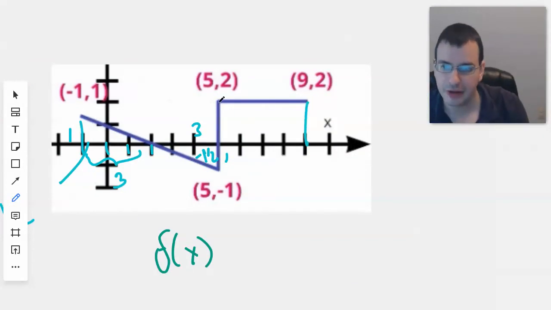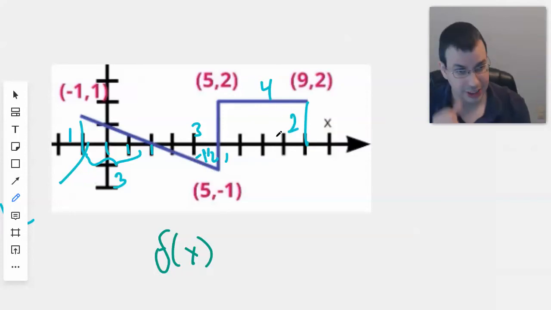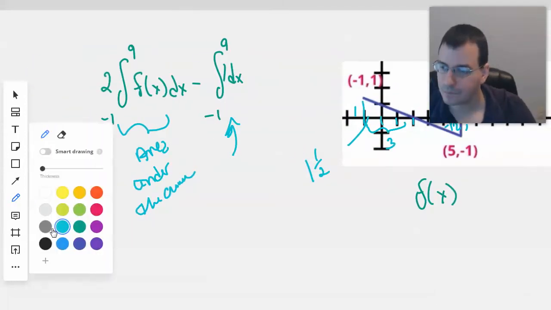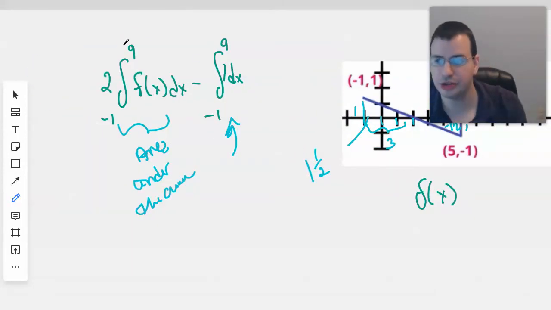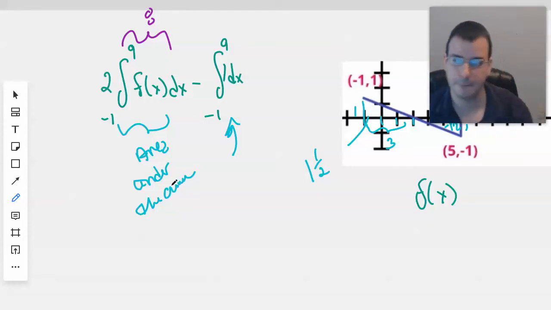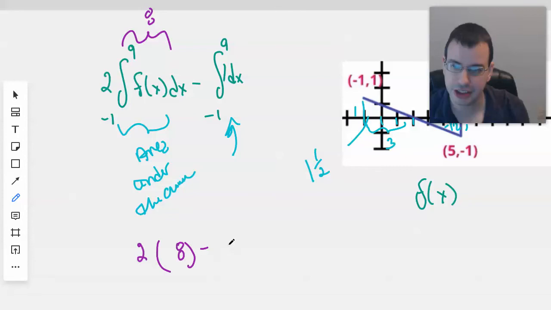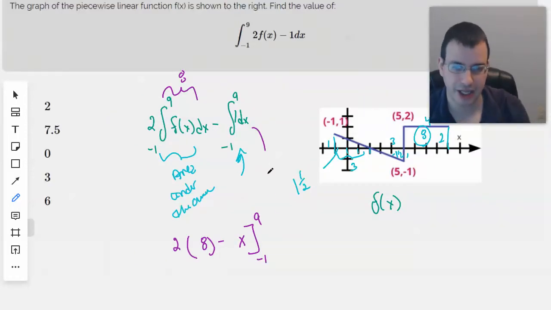Looking at this then, we have 2. This goes 1, 2, 3, 4. So we have 4 by 2, which is 8. So that equals 8. So rewriting it, we know that the integral from -1 to 9 of f of x dx is 8, because that's the area under the curve, which is the definition of an integral, pretty much, mostly. 2 times 8 minus the integral of 1, which is x, from -1 to 9.